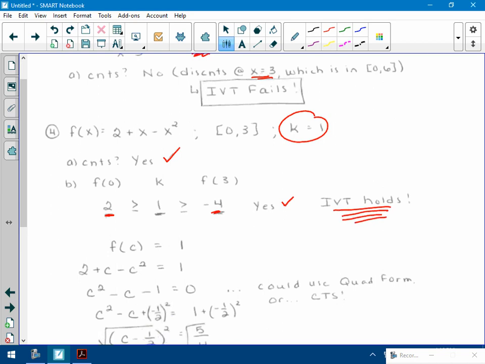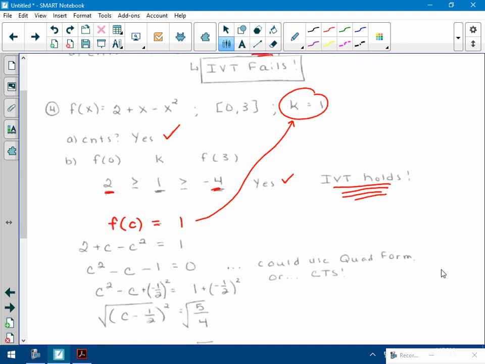So the intermediate value theorem holds, which means I should be able to find a value c such that f of c equals this k value of 1 that I want. So f of c is 2 plus c minus c squared equals 1. So we gotta rearrange. I added the c squared over, subtracted the c, subtracted the 2, set it equal to 0. We could use quadratic formula. Complete the square is a little more efficient, it's a little faster. Let's see if you remember it.